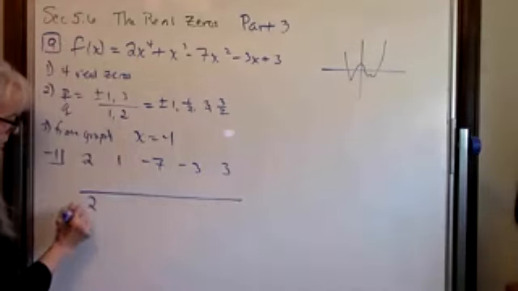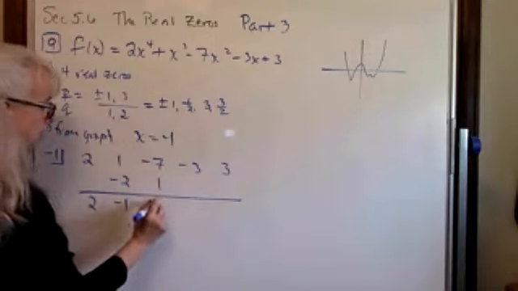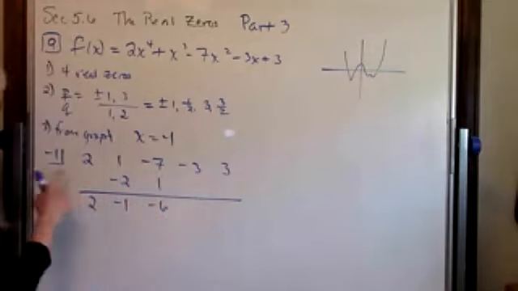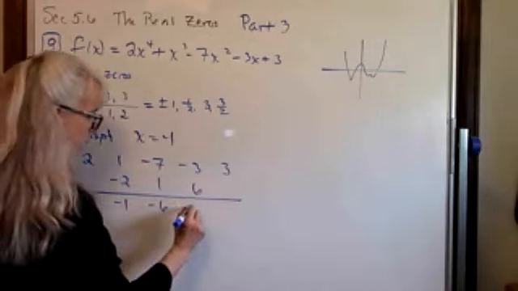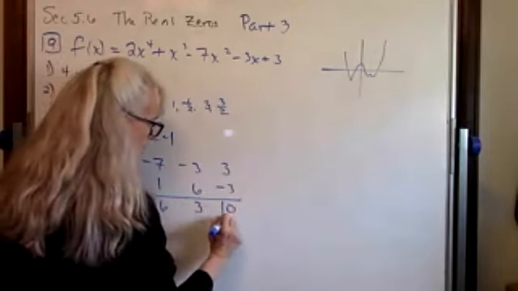So I'll bring down the 2. 2 times -1 is -2. Adding is a -1. Multiplying is a +1. Adding is -6. Multiplying is a +6. Adding is 3. Multiplying is a -3. And sure enough, there is our zero.